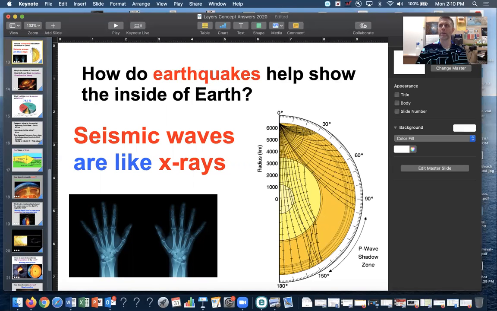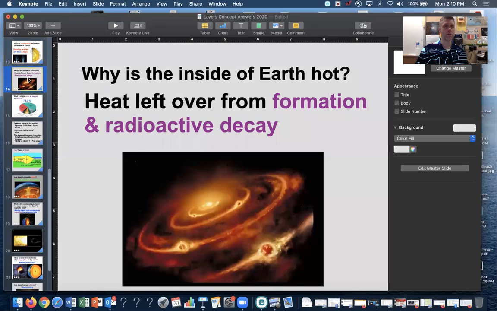The next one: where does the heat found inside of the Earth come from? Oh, there's a bug flying around. So a lot of it is heat left over from formation. When the Earth first formed, there's still heat left over from that. Just like if you cook something in the oven, the center of that's going to stay warm for a while. Eventually it'll cool off, but for quite a while the inside is going to stay warm.